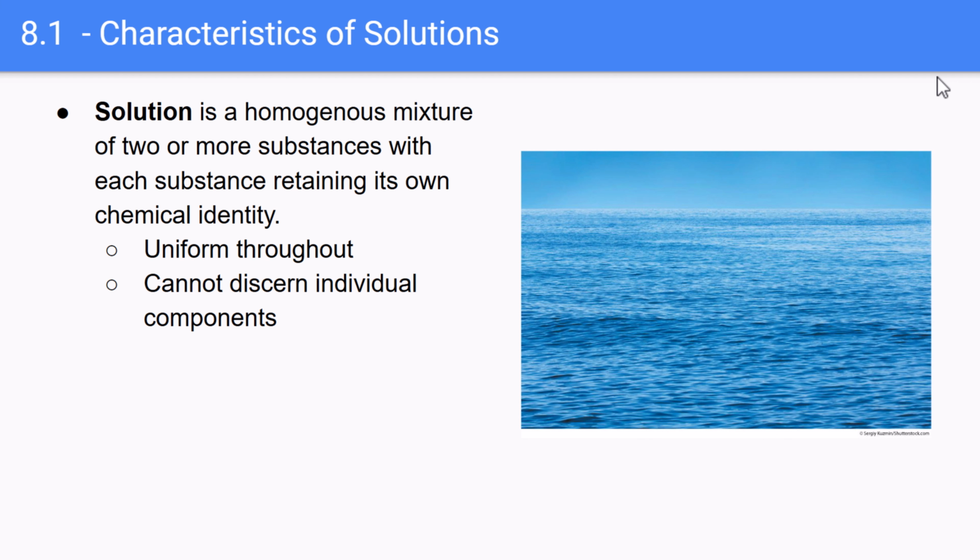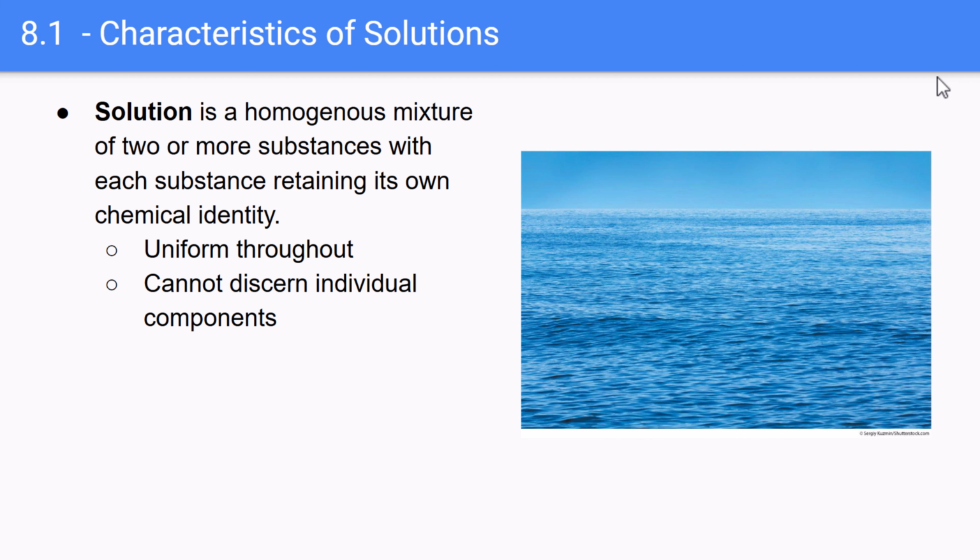And I think the very first thing we probably ought to do is define the term solution. A solution is just simply a homogeneous mixture of two or more substances, with each substance retaining its own chemical identity. So remember that homogeneous mixtures are uniform throughout. That is, you cannot discern the individual components that make up a solution. And as we mentioned before, they retain their own chemical identity. So this is not a chemical change process, but rather a physical change.